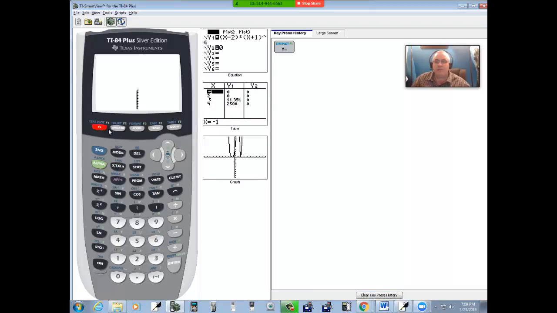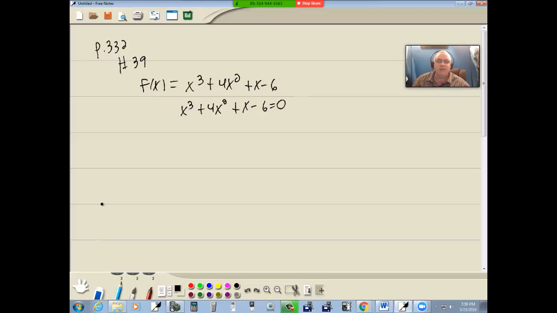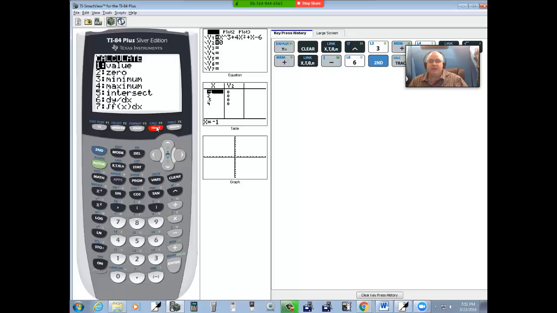I'll press my y equals, press my clear. I got x to the third, so I'll do x caret 3 plus 4x squared plus x minus 6. You still have to have 0 on y2, so if you don't have that there, go ahead and put a 0 there. Now do second trace, choose intersect.